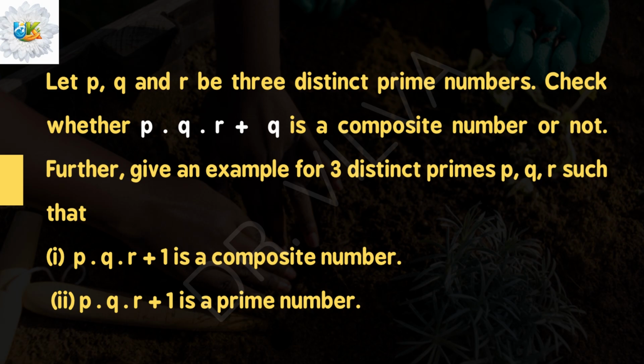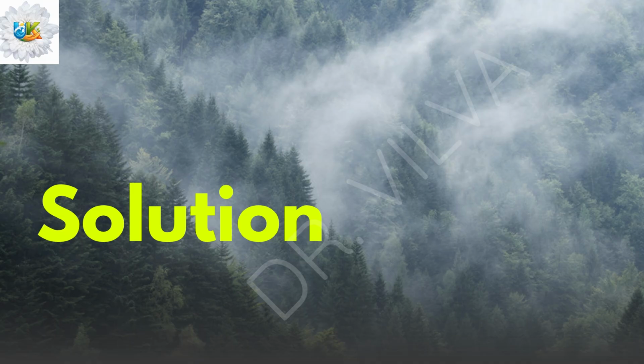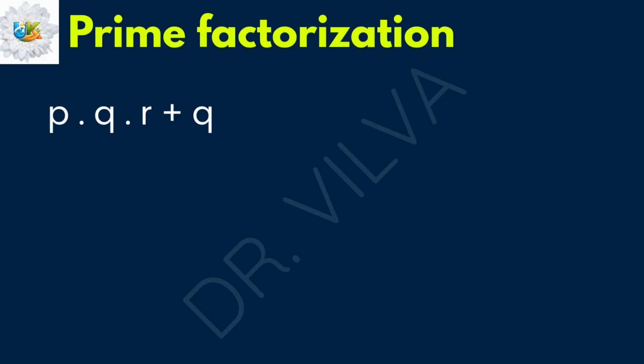This one looks a bit abstract because it uses variables instead of numbers. But don't let that scare you. It uses the exact same logic we just mastered. We have three distinct primes P, Q and R. We need to check if the expression PQR plus Q is composite.